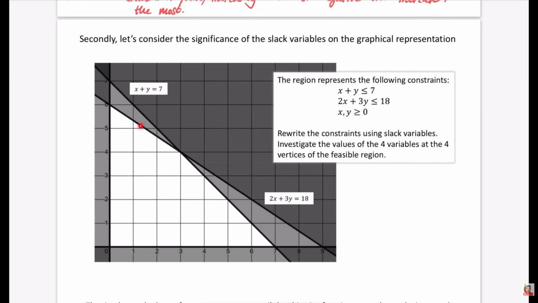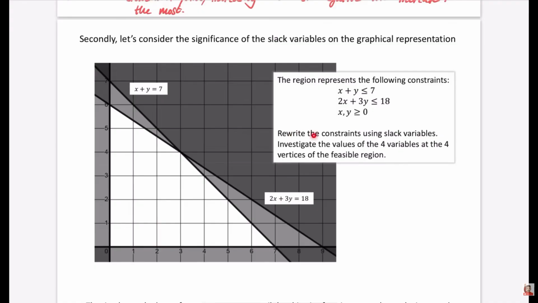We have 2x plus 3y is equal to 18, so we've got this line, and again it's less than or equal to 18, so it's underneath it. And we have those standard non-negativity constraints that x and y are both greater than or equal to 0, which is why these bits have been shaded, and we only have this white section that is left here. We'd probably normally label that R, but I think in the context of this part, I'm just going to keep the diagram looking as neat as we can do.